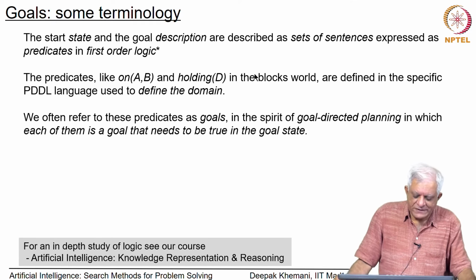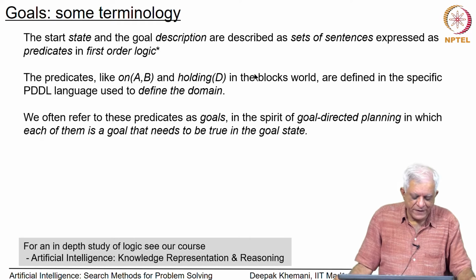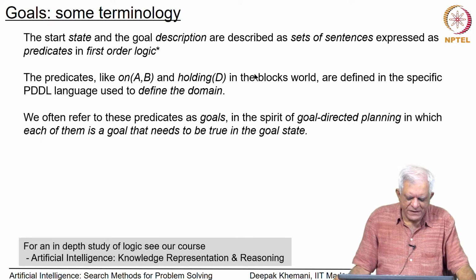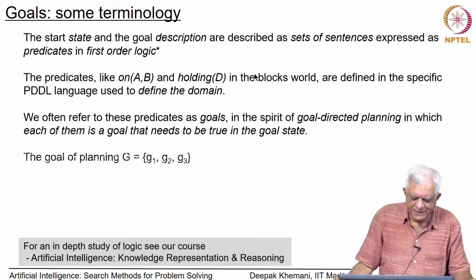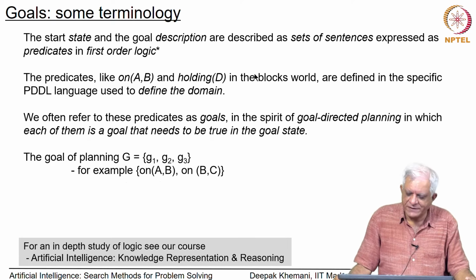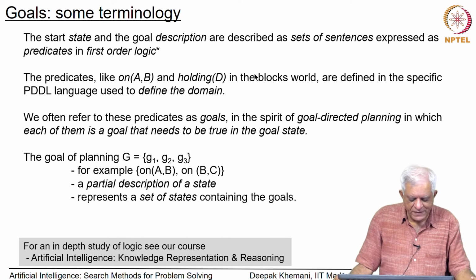We often refer to these sentences as goals essentially, in the spirit of goal directed planning, in which each of them is a goal that needs to be true in the goal state. So, instead of calling them sentences, we will call them goals; it is just a matter of terminology. For planning, we have a goal which is made up of a set of individual goals G1, G2 and G3. For example, we may have a goal that you want A on B and B on C. These are two individual goals, and the set of goals is the goal of planning that you want to achieve.